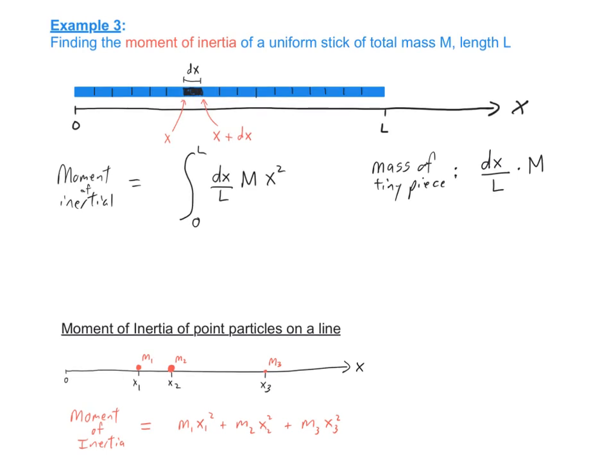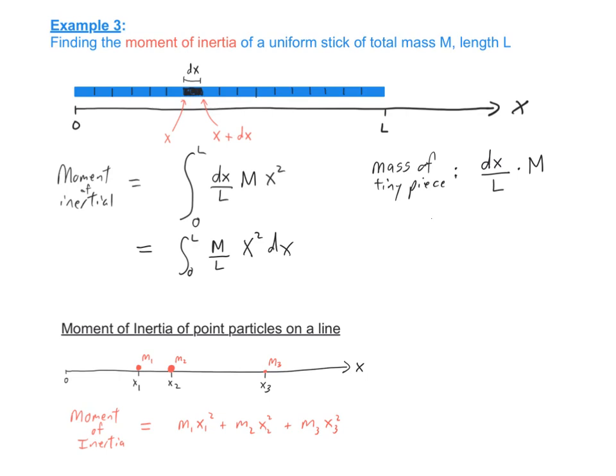Now, just to complete this problem, so we work it through entirely, let's actually compute this integral. So we have the integral from 0 to L. Now I'm going to rewrite it slightly as m over L, the mass of the stick over the length, times x squared dx. So this is the function that we're trying to integrate. m and L are just constants, times x squared. And we want to take the integral between 0 and L.